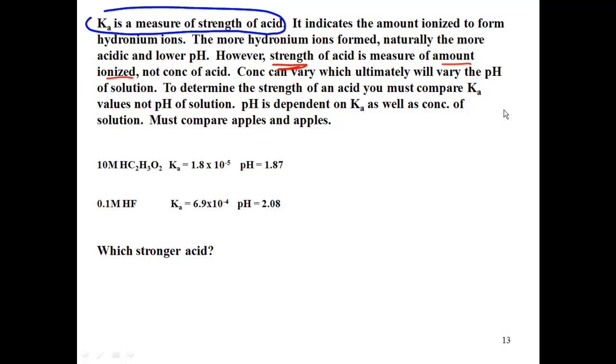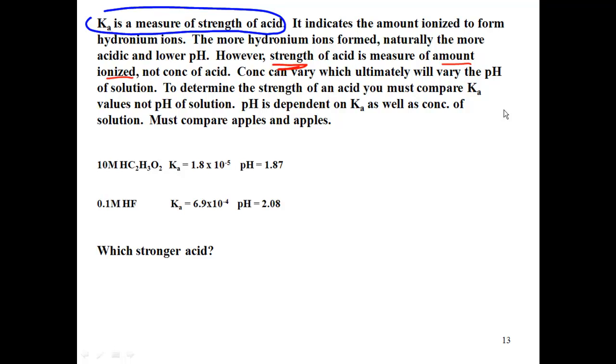Concentration can vary, which ultimately will vary the pH of the solution. So to determine the strength of an acid, you must compare the Ka values, not the pH of the solution. pH is dependent on Ka as well as the concentration of solutions.